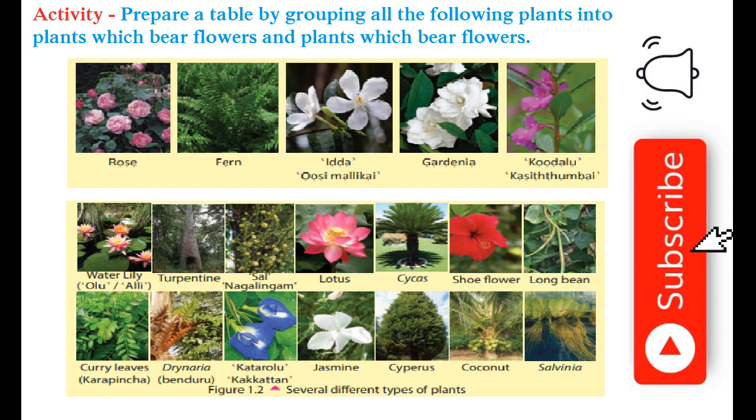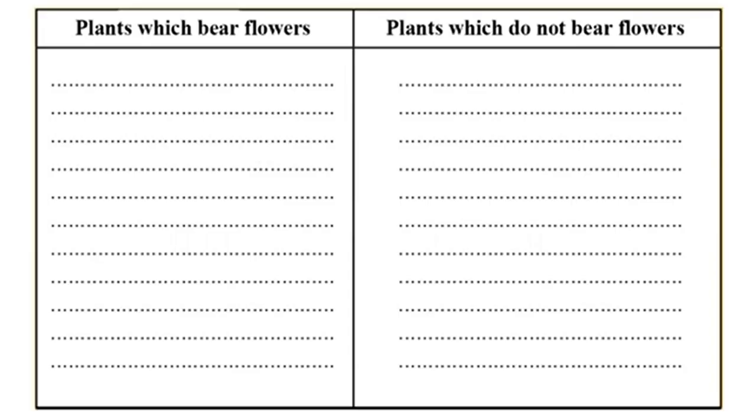So when you look at the environment, you will realize that there are so many plants and there are so many differences between these plants, and some of them produce flowers and some of them do not produce flowers. Now, what we have to do in this activity is prepare a table by grouping them into plants with flowers and plants without flowers. Now we can do that. You all can do this with me, okay? Right. Look at this. Plants which bear flowers, plants which do not bear flowers. Now shall we do this, children?